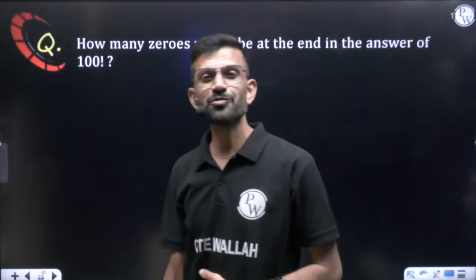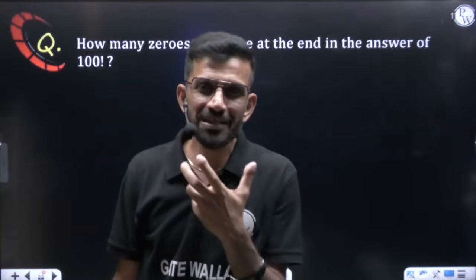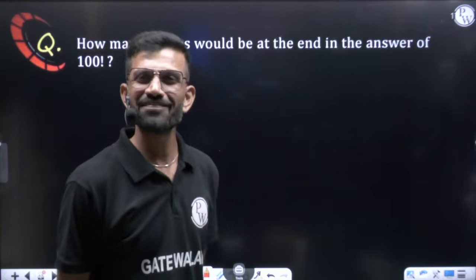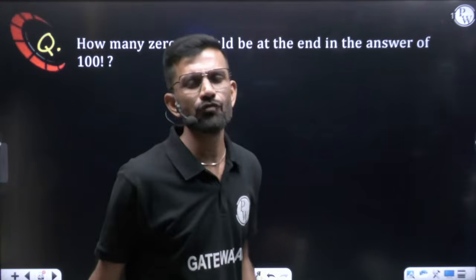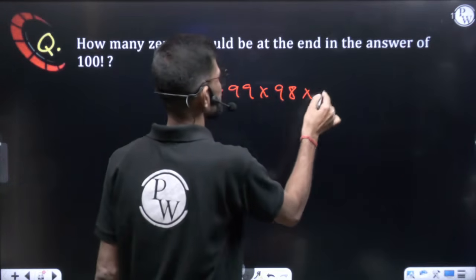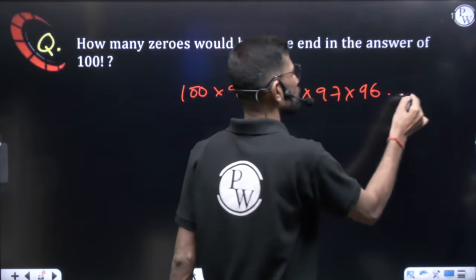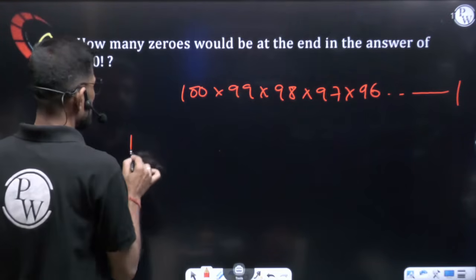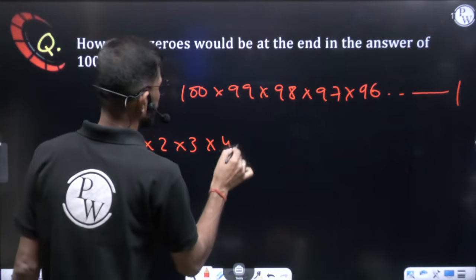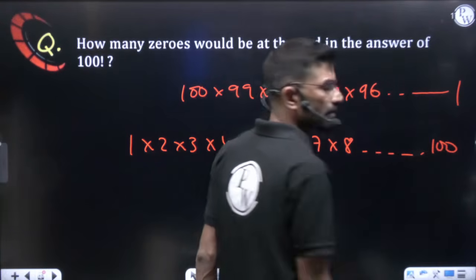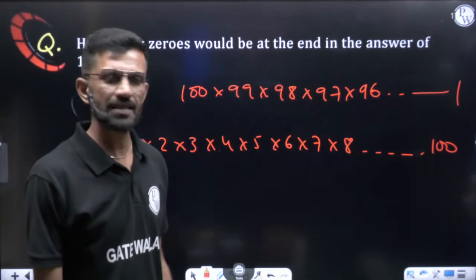So, my dear friend, in order to know how many zeros will come at the end in the 100 factorial answer, first of all we have to find 100 factorial. What is the answer? Don't ask the calculator. Let us find the 100 factorial answer. In order to find it, we have to go for 100 into 99 into 98 into 97 into 96 into 95, like this, up till 1. Then we'll get the 100 factorial answer. Or else we can even go like this: 1 into 2 into 3 into 4 into 5 into 6 into 7 into 8 into 9, like that up till 100. We'll get the 100 factorial answer either way.